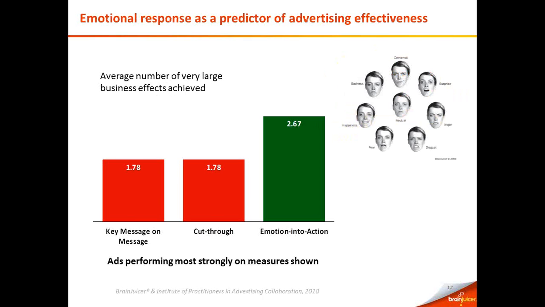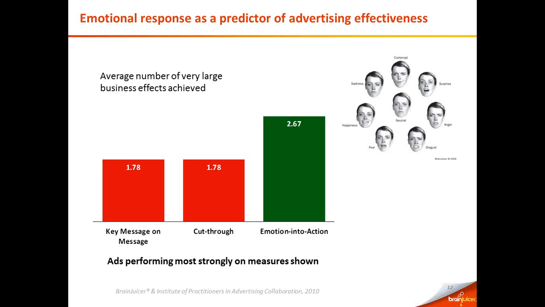Now, at BrainJuicer, we've also done a lot of work to understand the effectiveness of different advertising styles. And we have a way of measuring emotion. It's using our face trace tool, which is anchored to the work of Paul Ekman. And our emotion into action score is a 1-number summary of emotional response.